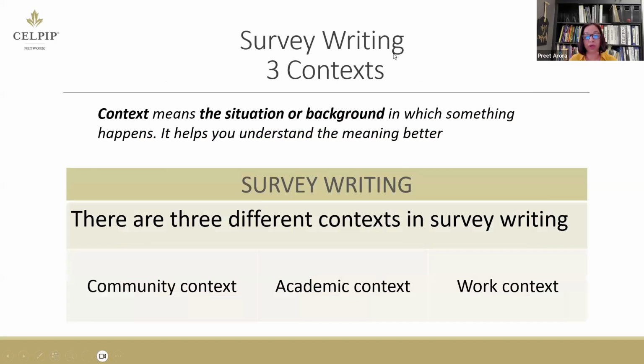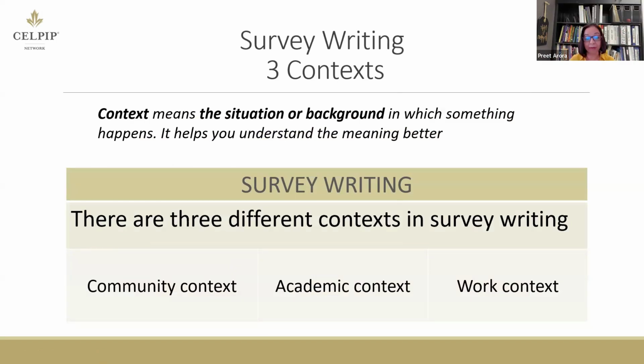Now, what are the survey contexts? So there are 3 contexts in survey writing. And what are those 3 contexts? Let's talk about that. Context means the situation or the background in which something happens. So context means there's a situation or whatever that story is, there's a background to that. And it helps you to understand the meaning better for the choices.